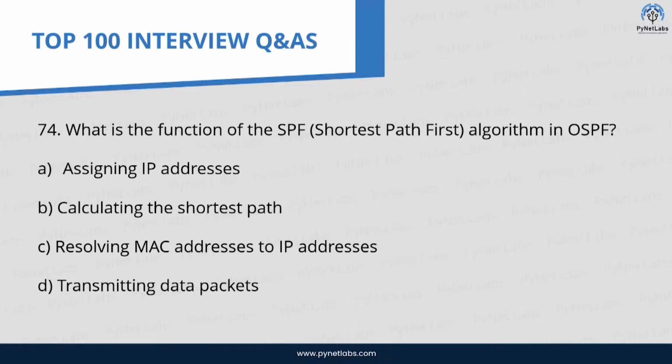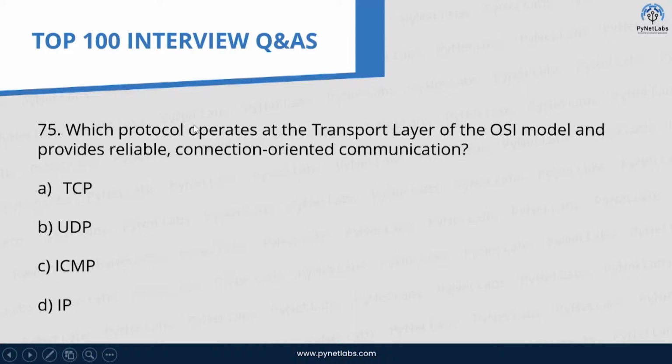Now going to question number 75. It says: which protocol operates at the transport layer of the OSI model and provides reliable, connection-oriented communication? You all know the correct answer is TCP, because TCP is reliable and connection oriented, whereas UDP is connectionless and ICMP is used for ping and echo requests, right? So the correct answer for question 75 is option A.